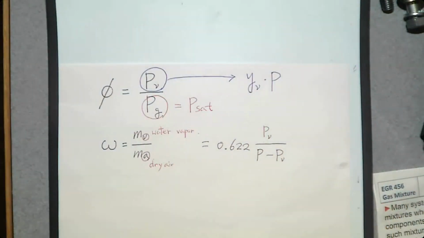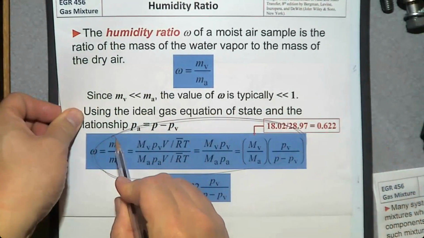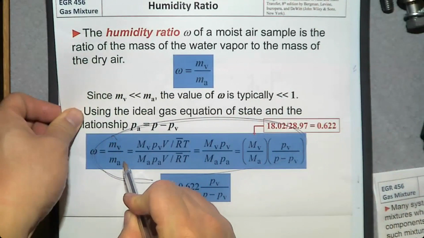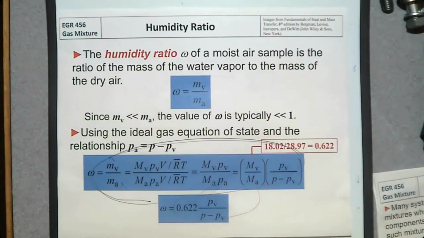And the way that we got this equation is pretty simple. We use the ideal gas equations for water vapor and the dry air. That's how we got this equation. This is a process, this is how we got this equation. So you don't need it as long as you wrote this down on your formula sheet. If you don't remember, this is how you get it.